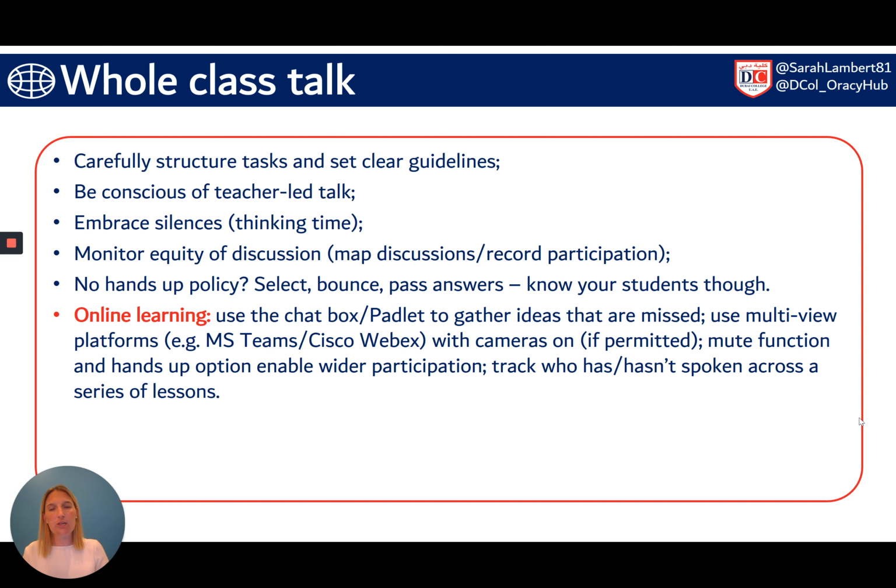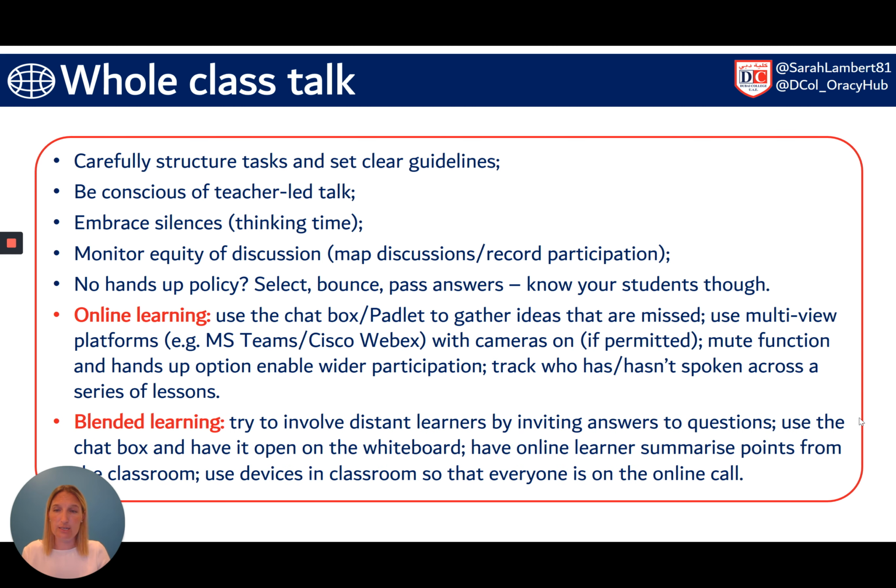For multi-view platforms, we use Teams and Cisco WebEx, and we have a cameras on policy. So I will have a grid of all the students. Obviously, if I'm sharing a PowerPoint like now, I can't see them, which is when cold calling and questioning, and making sure you are hearing from everybody, is important. Hands up really works for that, to enable participation. And I do track who has or hasn't spoken over a series of lessons.